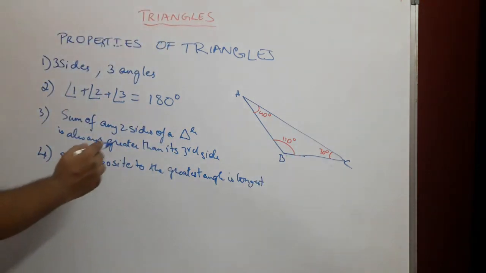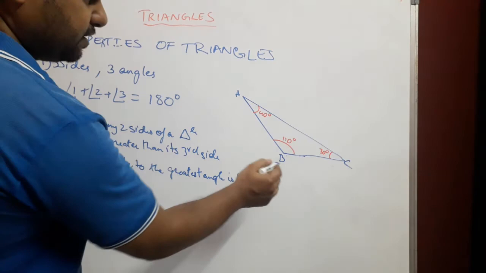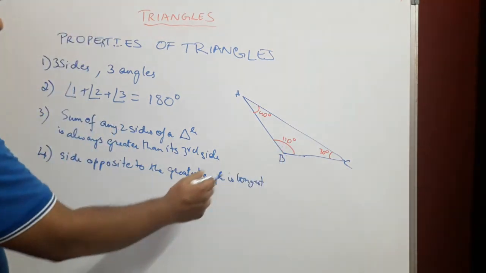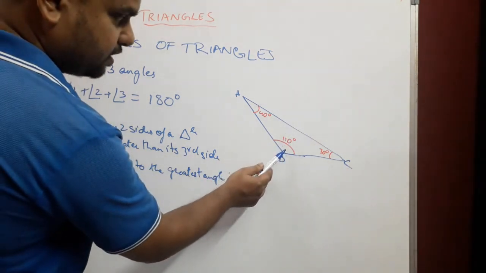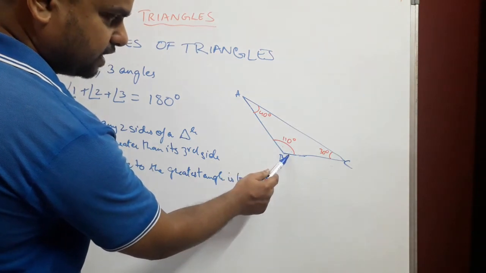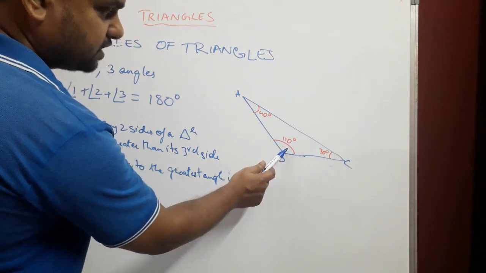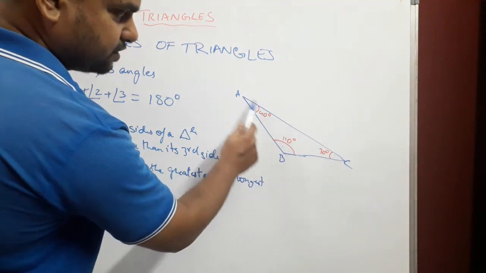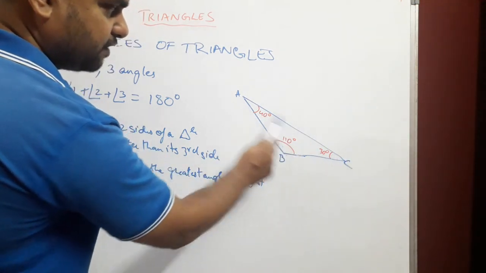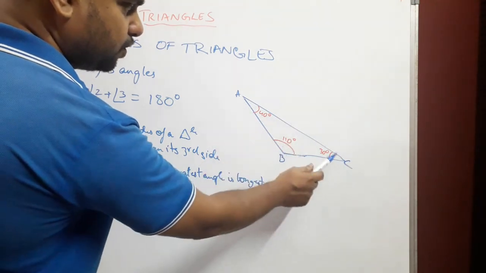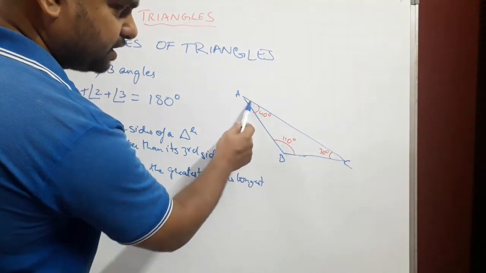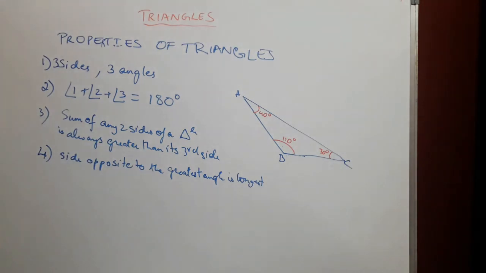Now it says the side opposite to the greatest angle. So greatest angle is which one? 110. It says that has got to be the longest, the side opposite to the greatest angle. Greatest angle is 110 degrees. The side opposite to this 110 is AC. So this has got to be the longest. And obviously we can have a look that it is the longest side, and it is opposite to the greatest angle. So this is the property of triangle that we see.